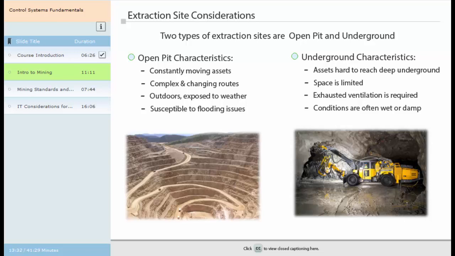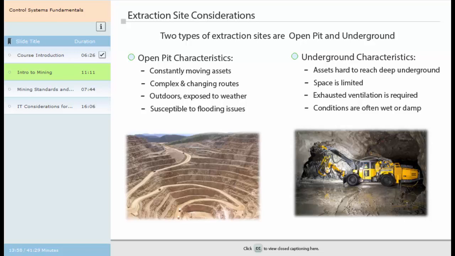Underground. Underground mining is the process of creating a series of tunnels and underground rooms to access rocks or minerals found deep beneath the surface of the earth. Characteristics of underground mining include: communication is a challenge because assets are hard to reach deep underground. Space for transporting minerals, tunneling machinery, and people is tight.